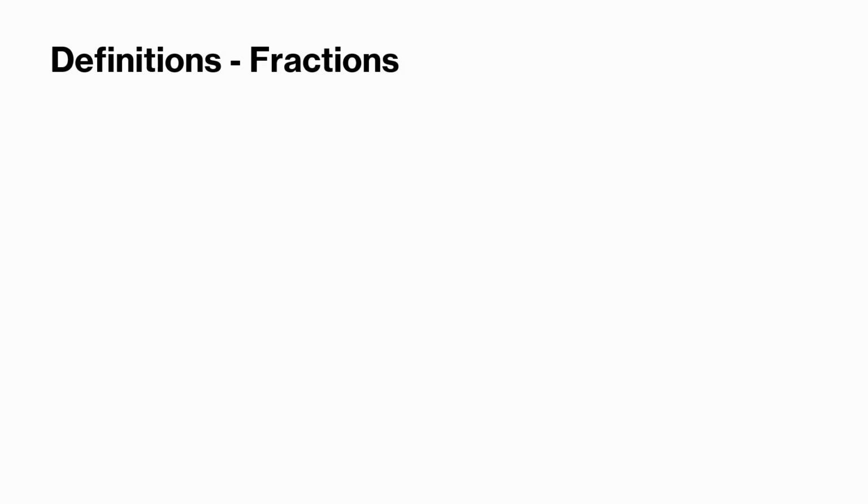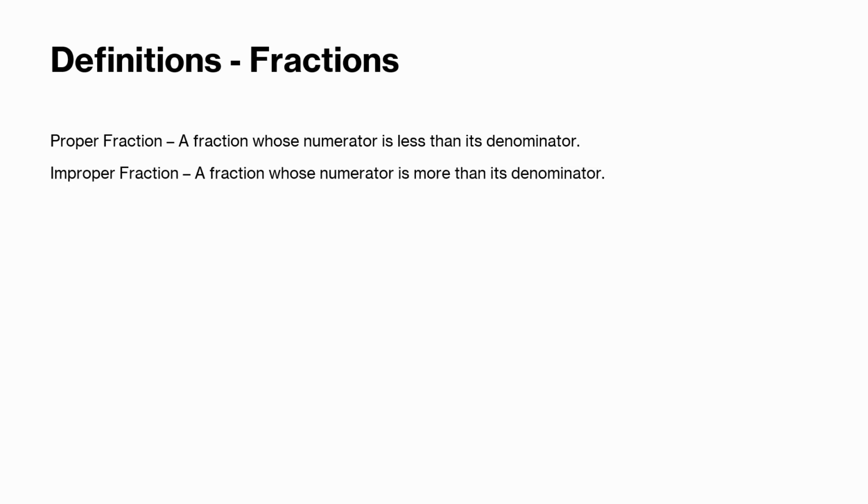We also have some definitions for fractions. These are the different types of fractions. A proper fraction is a fraction whose numerator is less than its denominator. So 1/2, 2/3, 3/4, and so on. An improper fraction is a fraction whose numerator is more than its denominator. So 3/2, or 4/3, or 5/4, or so on.